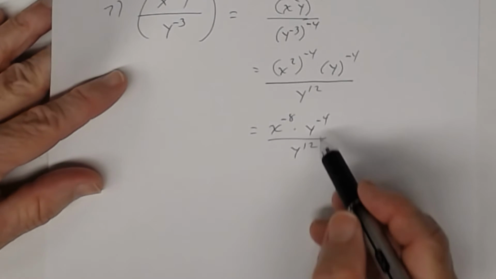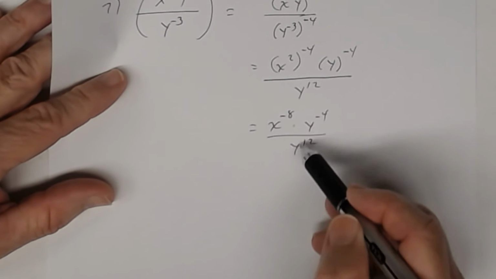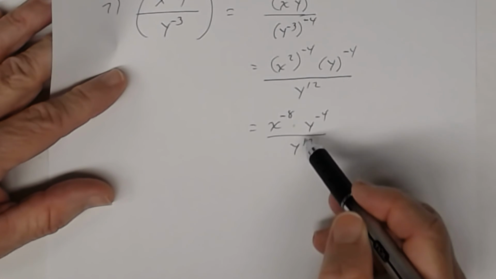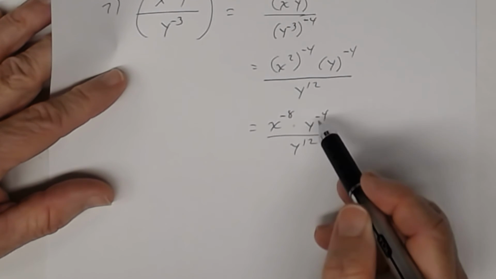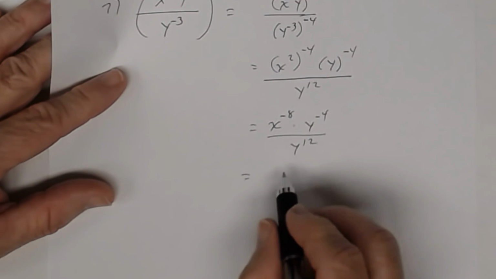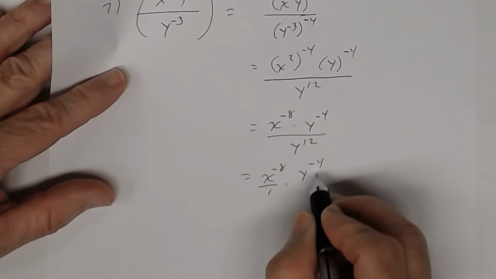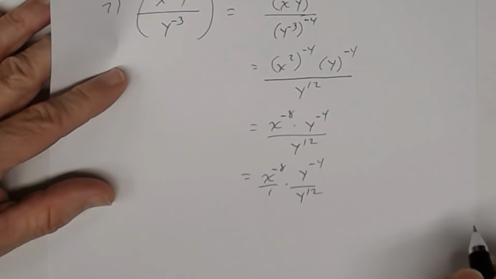Now what I want you to see here is that you're dividing like bases, right? So I'm going to use the quotient rule. We divide like bases, subtract exponents. Make sure you see this. Make sure you see that this right here is x to the negative 8 divided by 1 times y to the negative 4th divided by y to the 12th.